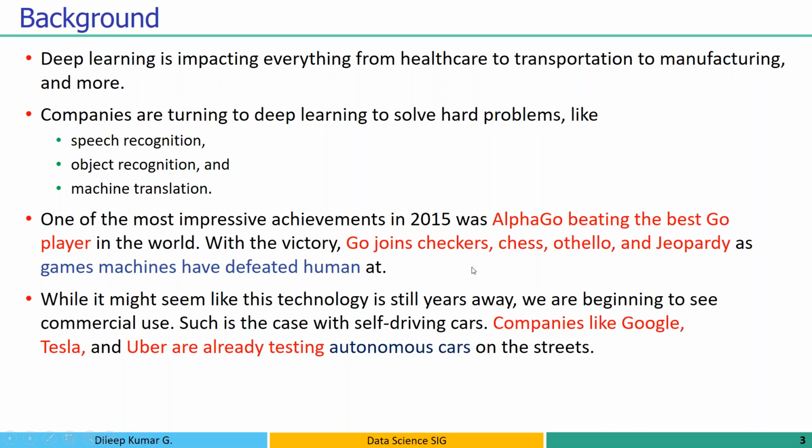Today, machines are becoming very intelligent, and they are defeating humans. In 2015, AlphaGo, a machine, actually defeated the Go player. Later on, this has been applied to different games, and these machines are proving much better than humans. Because of this importance and to solve these complex problems, companies like Google, Tesla, Uber have been trying to develop self-driving cars, where this deep learning mechanism is applied.